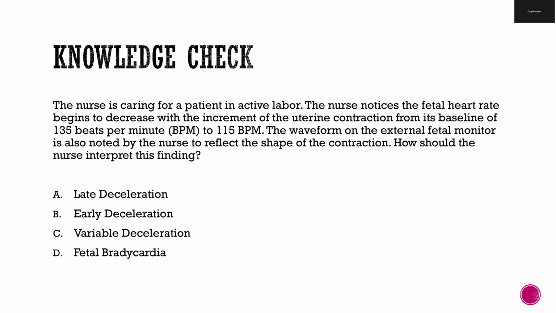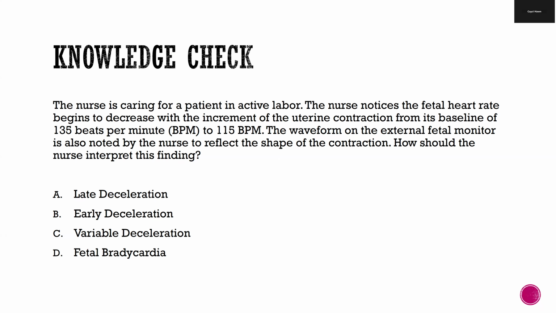So, knowing what you already know, you should be able to automatically discard C and D. The reason why is because variable decelerations do not reflect the shape of the contraction. They are either an abrupt V, W, or U pattern, but it's not going to reflect the shape of the contraction, okay? And they can happen without a contraction.